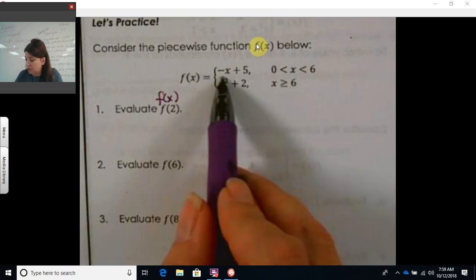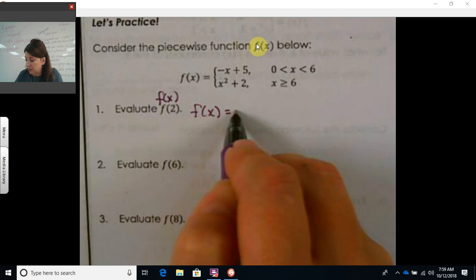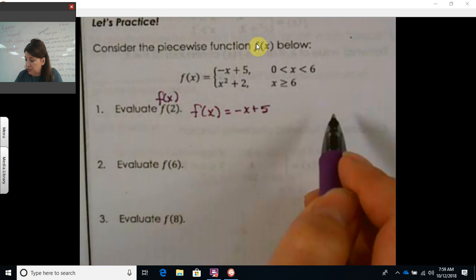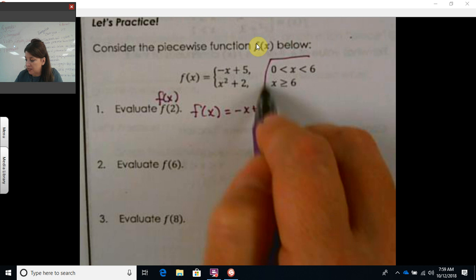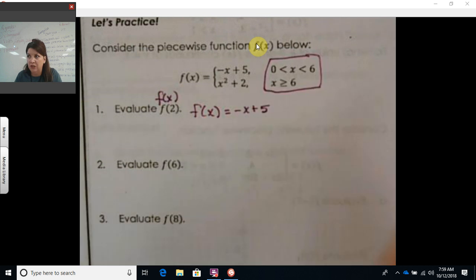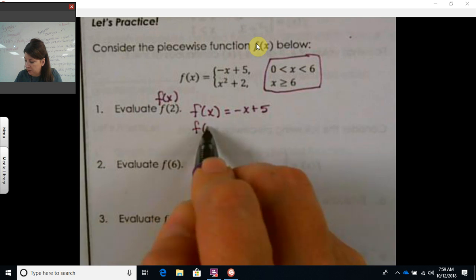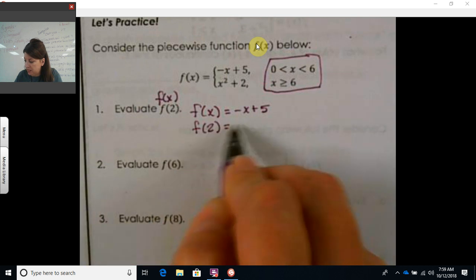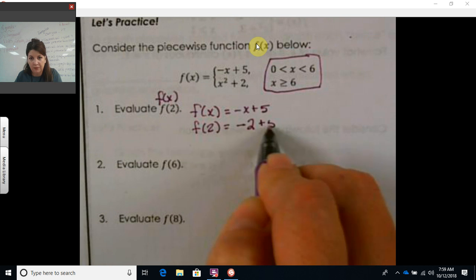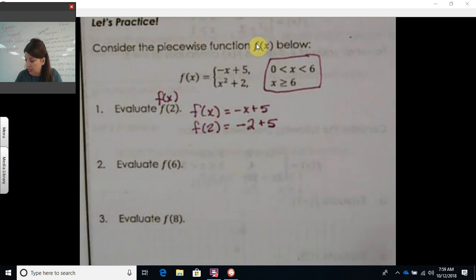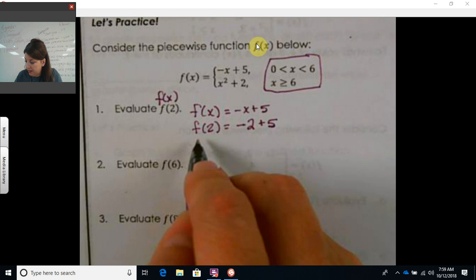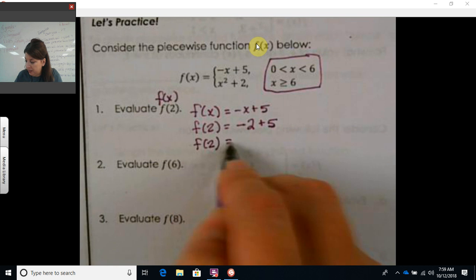F of x equals negative x plus 5. So this piece right here, you're not substituting anything into that. That just tells you what domain you're using, okay? So I'm finding f of 2. Wherever I see an x, I'll substitute in a 2, and simplify. F of 2 equals 3.